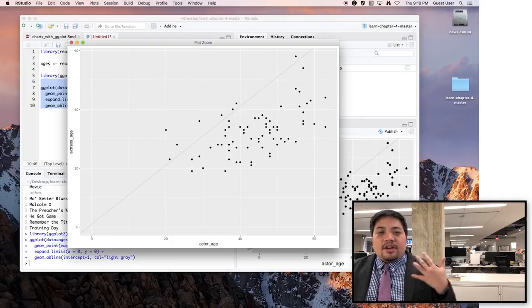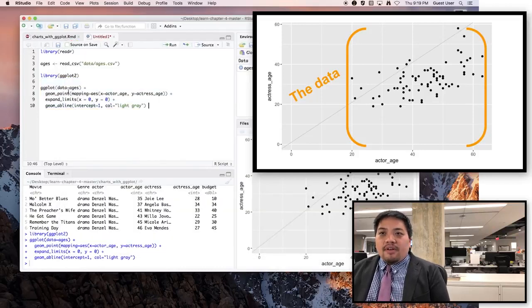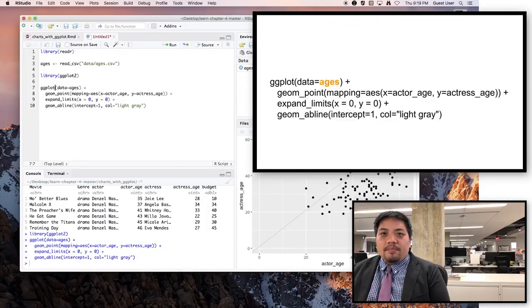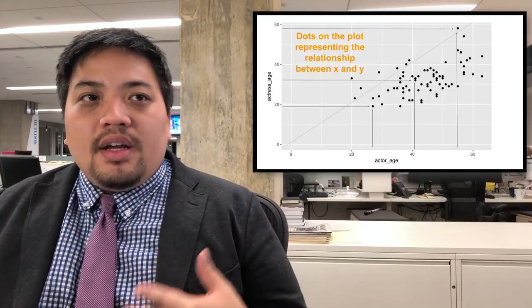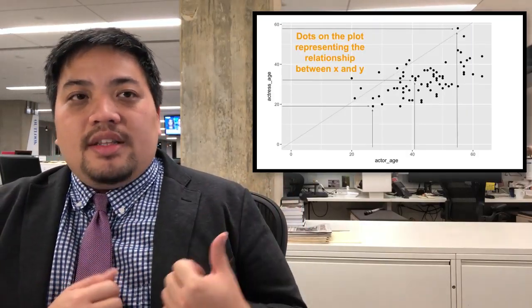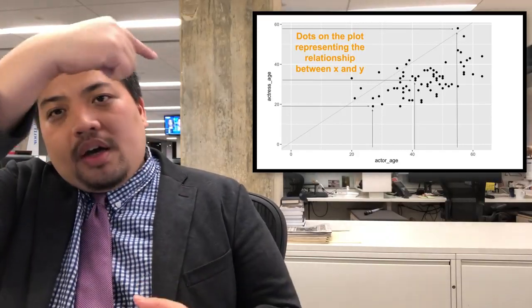So this chart, you start out with the data, and so in this line right here, we start out with the data frame, which was ages. So we initialized this data viz function, ggplot2, by passing the ages data frame to it. Alright, so you see it highlighted up there. And then we move on to the next section, geom_point, and that is represented in this chart as the dots on the plot representing the relationship between the X and the Y.